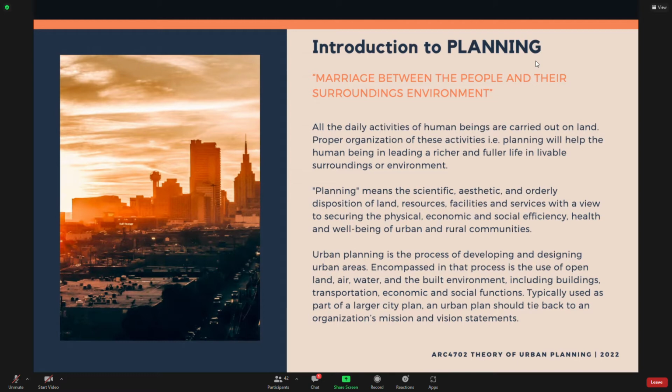But I would want to add here another. I think this is the common, the basic definition: scientific, aesthetic, and orderly disposition of land, resources, and whatever, with a view to securing physical, economic, social, environmental, and institutional. So if you're asking me, beside these three, physical, economic, and social efficiency, what are the other?